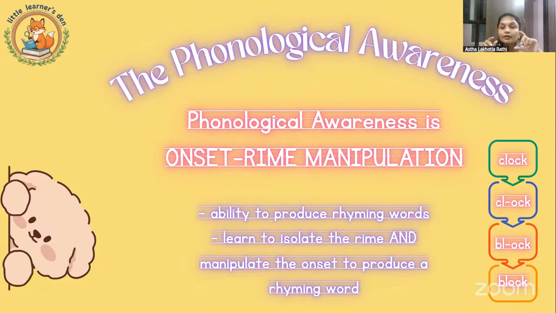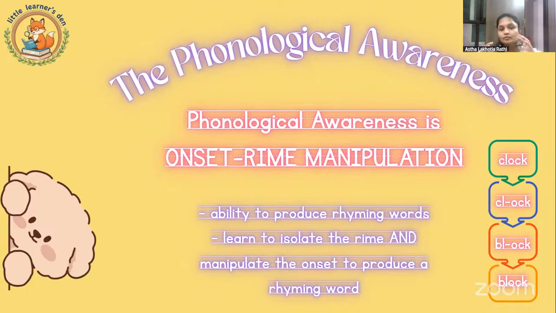Now you can see the example here. If I say spot, the child will be able to tell it is one syllable, spot. But the spur is the onset, and ought includes the vowel sound and the sound after that. So that is the rime. Why it is important to break it further, I will be explaining in further slides.